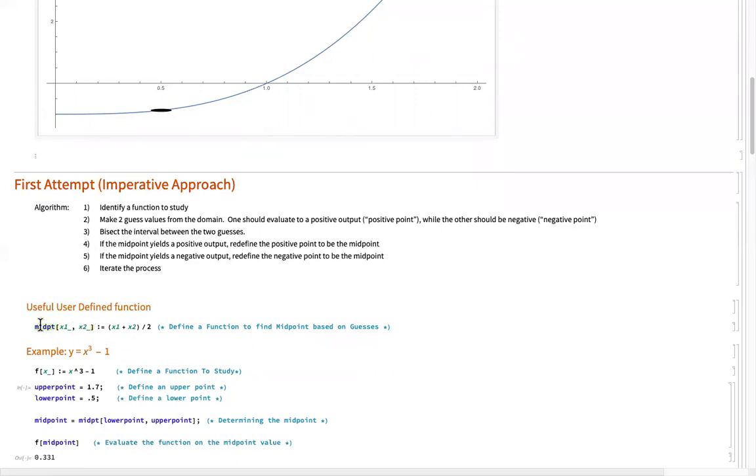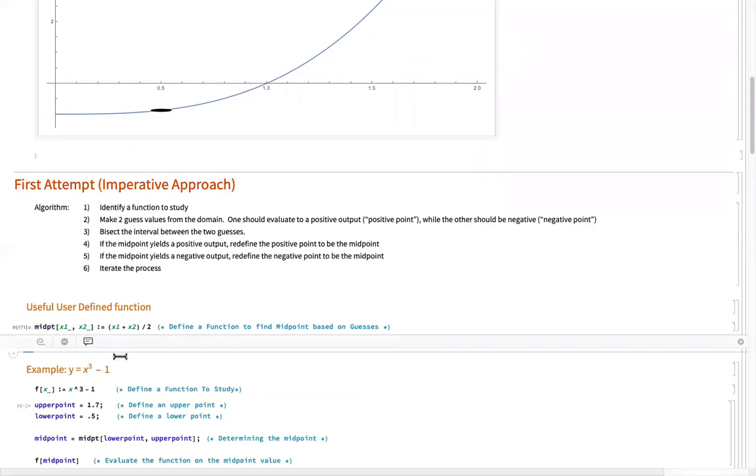So to do this, I'm going to define a function. It's called midpoint, M-I-D-P-T, midpoint, x1, x2. And all it does is find the average of the two, just the place in the middle. It's going to find the middle of these two points.